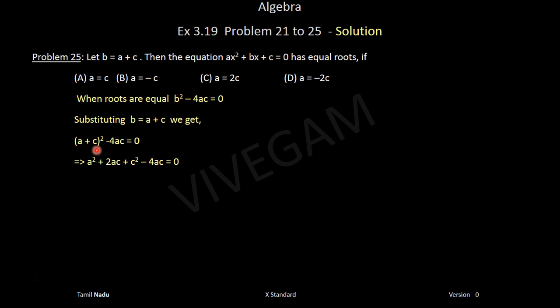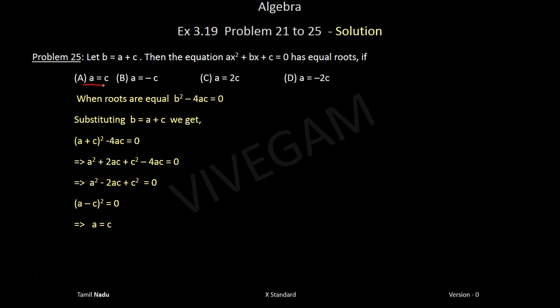Now expand this. This is the a plus b the whole square formula, right? So a square plus 2ac plus c square minus 4ac. So this will become a square, plus 2ac and minus 4ac will become minus 2ac, and c square comes as it is. And the right hand side, let's carry forward, is equal to 0. But what is this? This is a minus c the whole square, right? So taking square root, you'll get a minus c equal to 0, or a equal to c. Therefore, the roots are equal only when a equal to c. So a equal to c is option A.